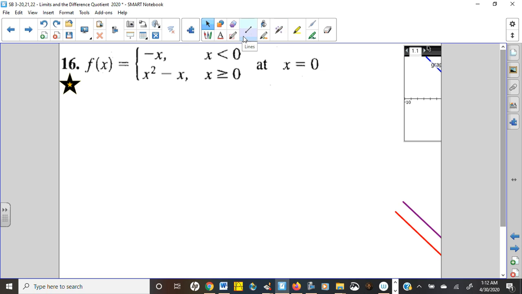Well, let's check continuity first, I guess. Always check continuity first, because if there's no continuity, there's no possible way that you can have a tangent slope.